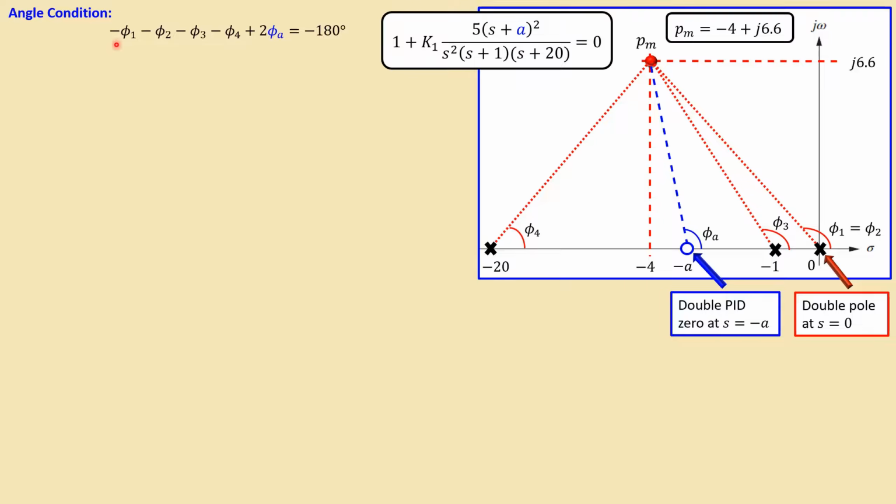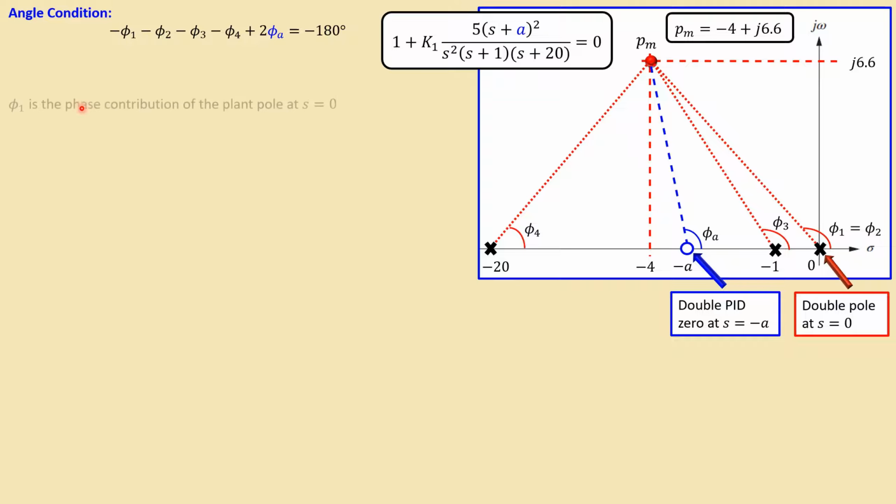So the angle condition: all the poles, by the way, will contribute negative phase, and all the zeros will contribute positive phase. So that will be negative here, negative, of course, 2 times negative, here also negative. We also have a negative here, and we have 2 times the positive phase contribution there. That's also shown here: -phi 1, -phi 2, -phi 3, -phi 4, plus 2 times phi A must be -180 degrees. This is the condition we need to meet in order to have that root locus equation complete.